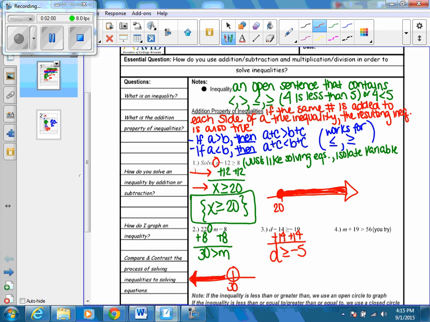When I'm writing my answer, the answer is going to be the solution set. That means that's what my brackets are for: all of my numbers that are greater than or equal to 20.